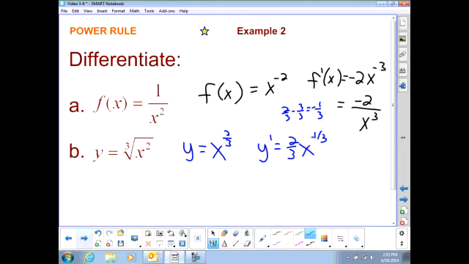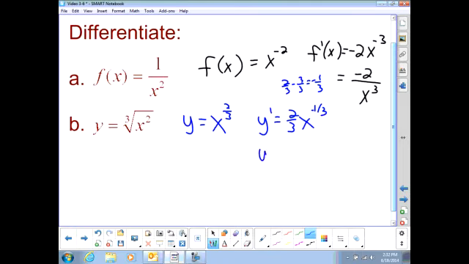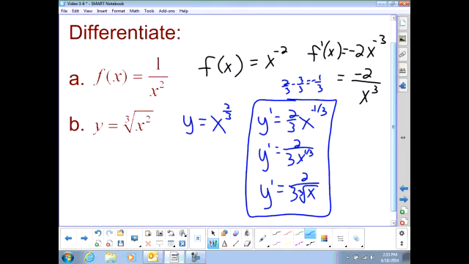So again, you can leave it right like this, or if you'd like, an equivalent answer would be 2 over 3 x to the 1/3, because moving it to the bottom makes it a positive exponent. Or you could also write this as y prime equal to 2 over 3 times the cubed root of x. Any of these would be correct answers, because they are all equivalent. Now, the easiest thing might be just to leave it as 2/3 x to the negative 1/3. It's a little less work.